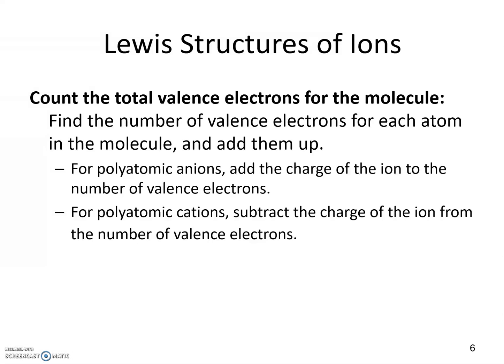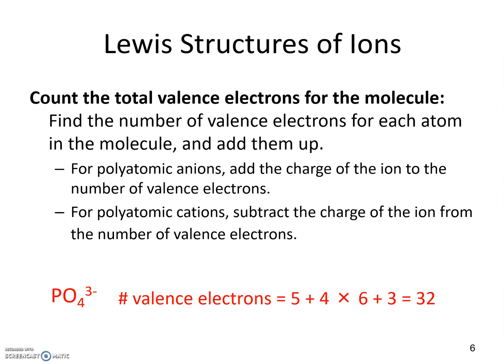So an example of a polyatomic anion is the phosphate ion. So PO4 with a 3- charge. I want you to take a second, maybe pause the video and see if you can figure out what the total of valence electrons would be on that. And if you paused it, then hopefully when you total these up, you got something like this.